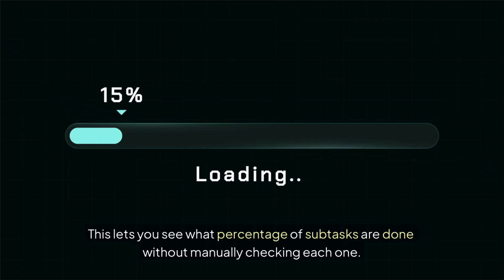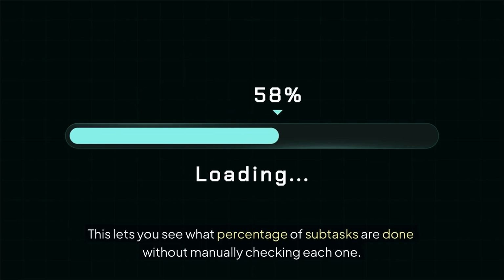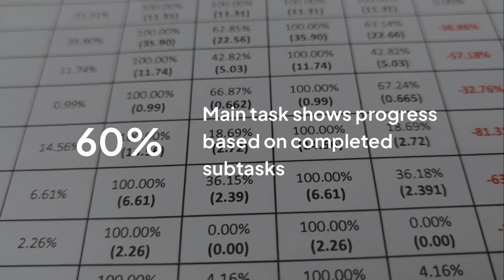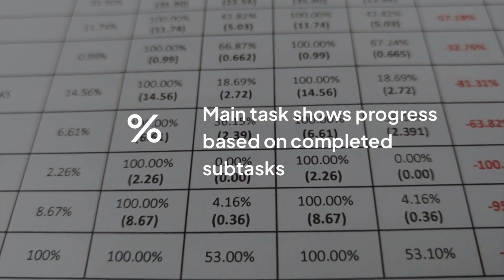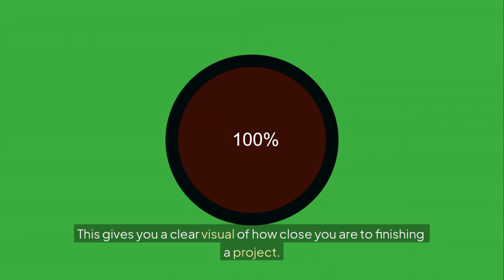This lets you see what percentage of subtasks are done without manually checking each one. For example, if a project has 5 subtasks and 3 are complete, the main task will automatically show 60% progress. This gives you a clear visual of how close you are to finishing a project.